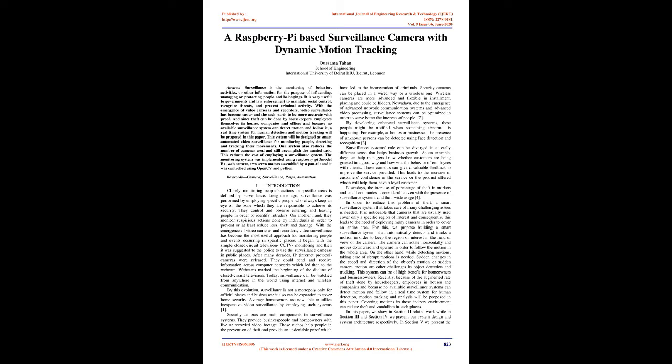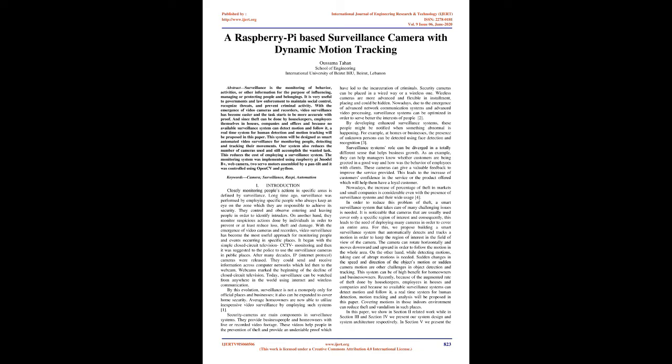After many decades, IP, Internet Protocol, cameras were released. They could send and receive information across computer networks, which led then to the webcam. Webcams marked the beginning of the decline of closed-circuit television. Today, surveillance can be watched from anywhere in the world using internet and wireless communication.